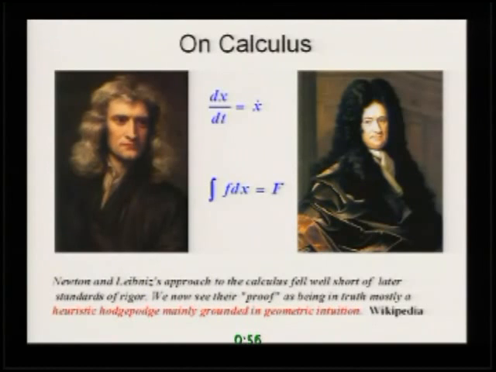When they tried to publish, Newton and Leibniz approached the calculus with very little rigor. We now see their proofs were in truth mostly heuristic, hodgepodge, and mainly ungrounded geometric intuition. A lot of methods start like this. When it first started, people thought, well, gee, this is not right. Especially with big things like calculus, it's so new. Then people have resistance, and part of the resistance is that the mathematical tool hasn't caught up with the invention.